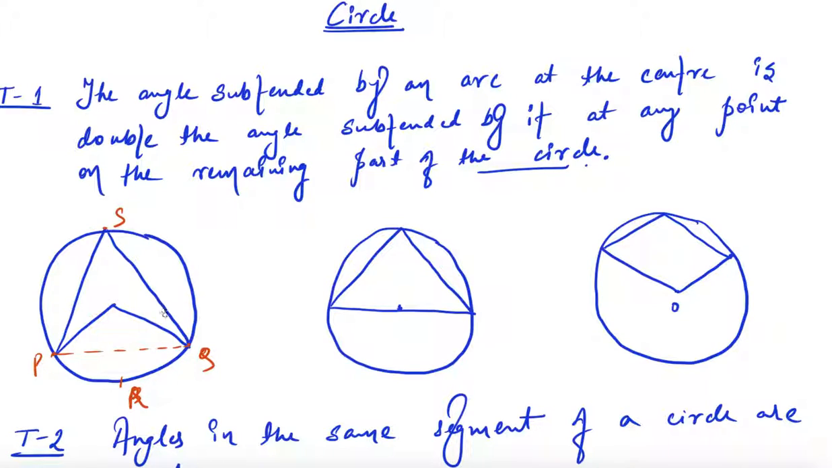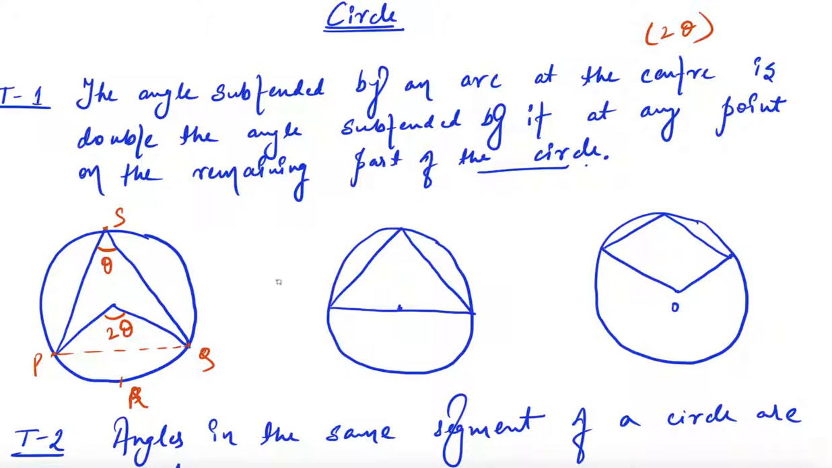As per the theorem, the angle subtended by an arc at the center, say this angle is 2 theta, is double the angle subtended by it at any point on the remaining part of the circle. So now this arc PRQ subtends this angle at the circle, and if this is 2 theta, this will be double of this angle. So if it is 2 theta, this will be theta. So this is what this theorem says.